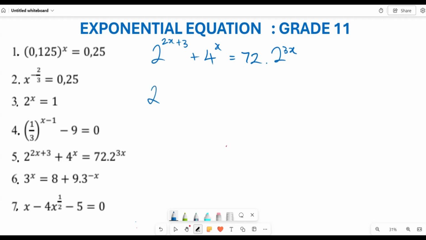So this is the same as 2 to the power of 2x plus 3. Then this is going to be the same as plus. Now, what is 4? Can you see that 4? It's the same as 2 squared, right? So this is 2 squared, then to the power of x.